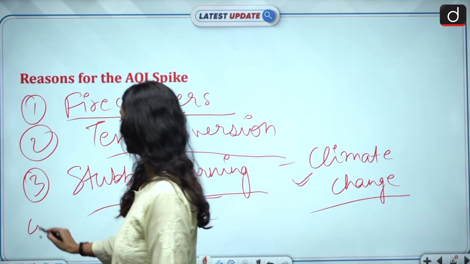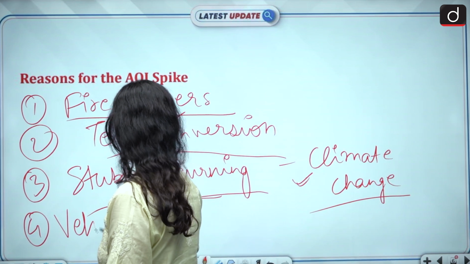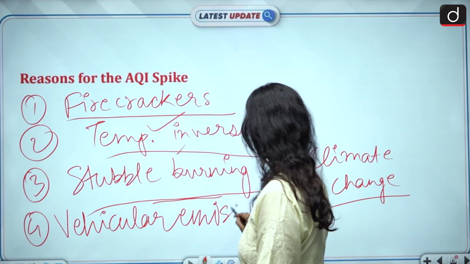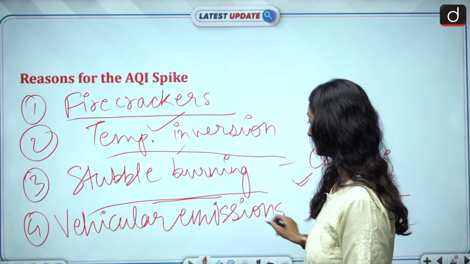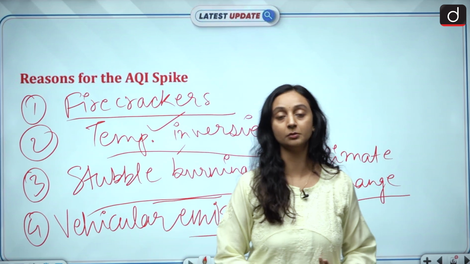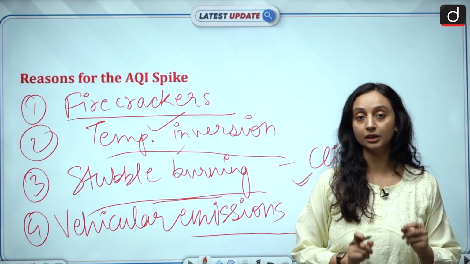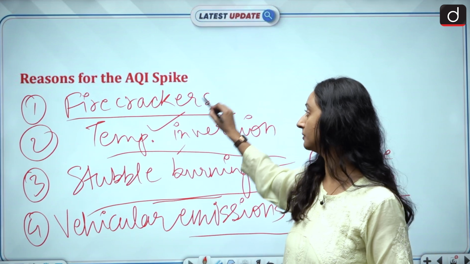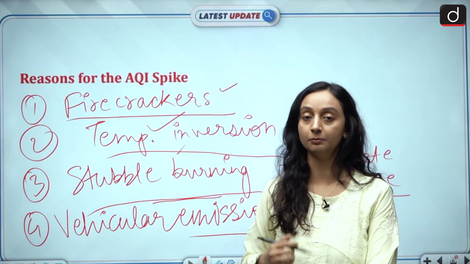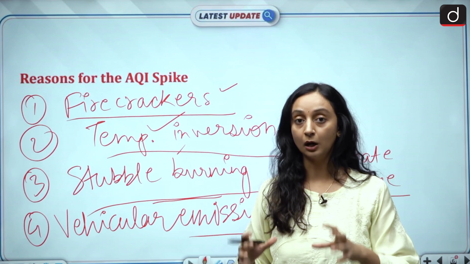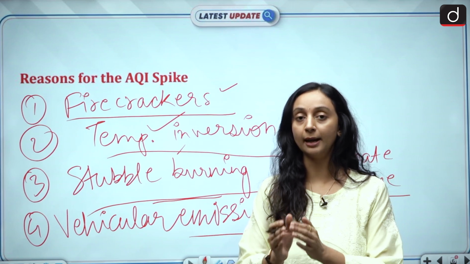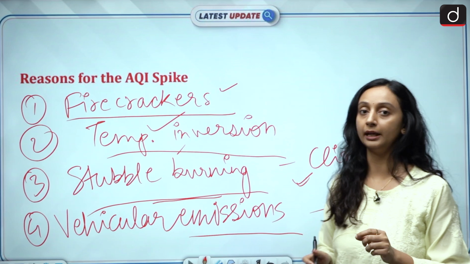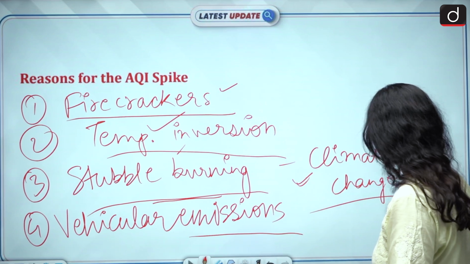And then we always have our vehicular emissions, because these are urban areas, there are constructions, there are vehicles. But a major reason for this AQI rise this morning in Delhi NCR was firecracker emissions and the temperature inversion that allows all these pollutants to be trapped in our lower atmosphere only. So these were some possible reasons for the AQI rise in Delhi NCR.